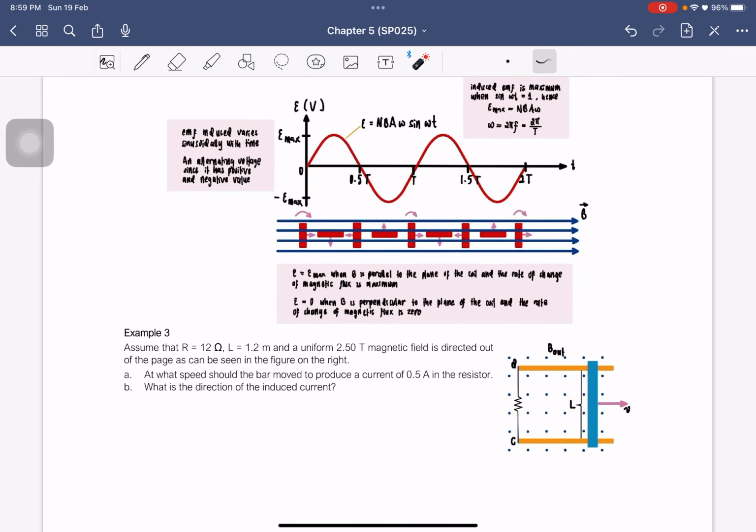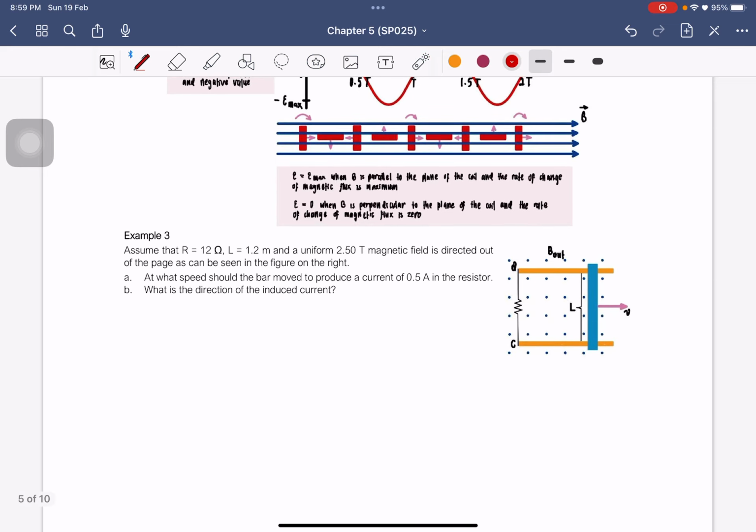Okay, so that is for induced EMF in a straight conductor, coil and rotating coil. So let's apply this equation to this question here, example 3. So we have to calculate at what speed the bar should move to produce a current of 0.5 ampere in the resistor. Okay, so everything has been given here.